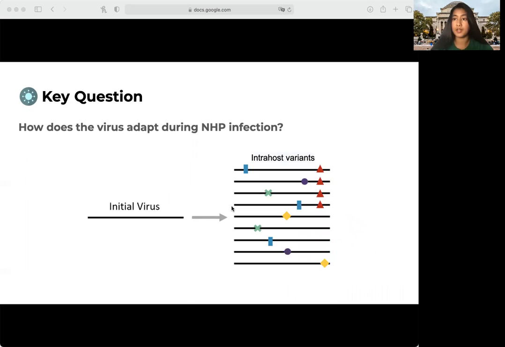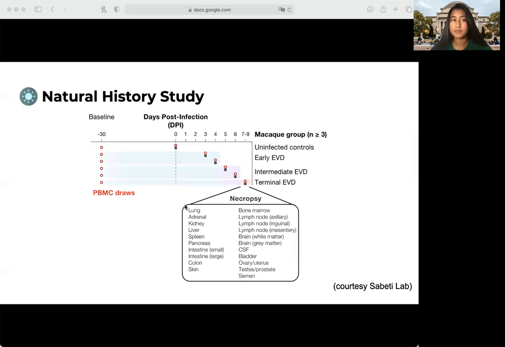A key question in Ebola virus research is how the virus adapts during infection. Though mutations occur randomly, which mutations persist and at what frequency during infection can tell us a lot about viral dynamics. Do the variants that persist aid in viral replication, infectivity, disease causation? What are the selective pressures involved in an infection?